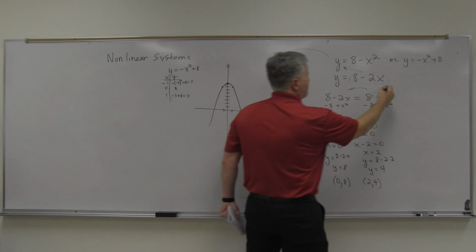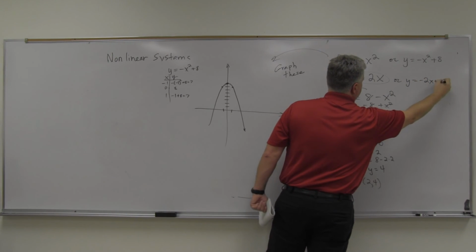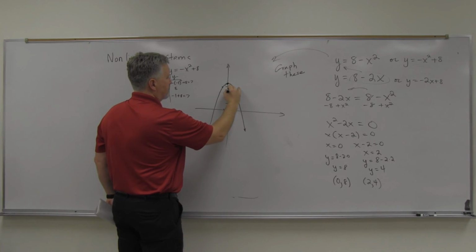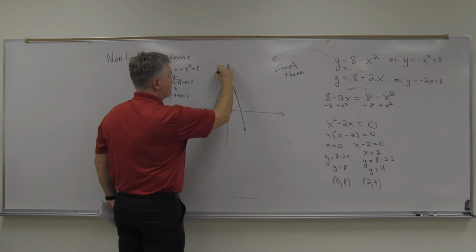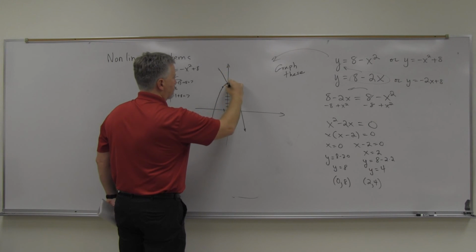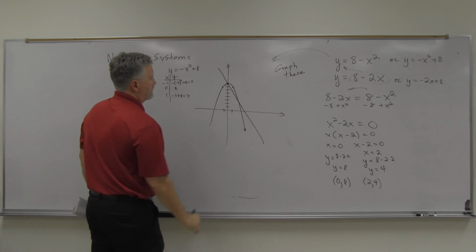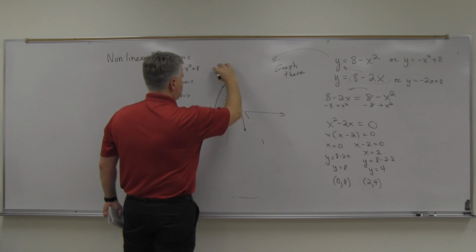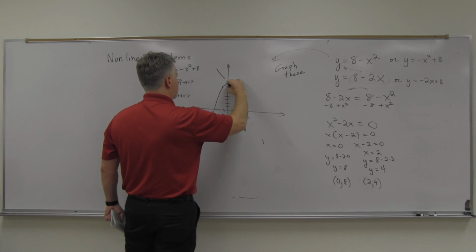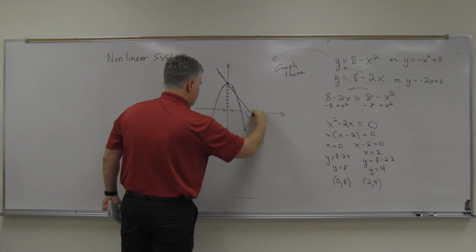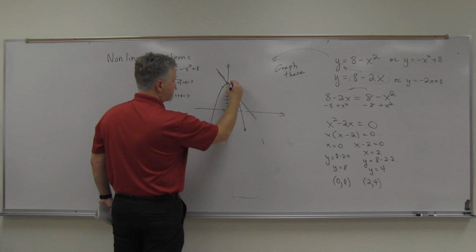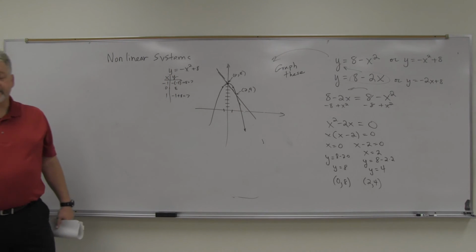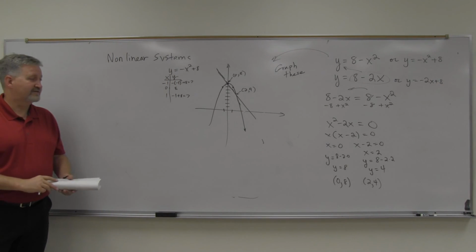Well, that's just a line. Minus 2x plus 8 again, maybe a little more familiar. So there's our y-intercept 8, down 2 over 1. There we go. I didn't do a good job hitting my point though. You got your 0, 8, and you got your 2, 4. Two intersection points. So it makes sense that this would have two different solutions there.